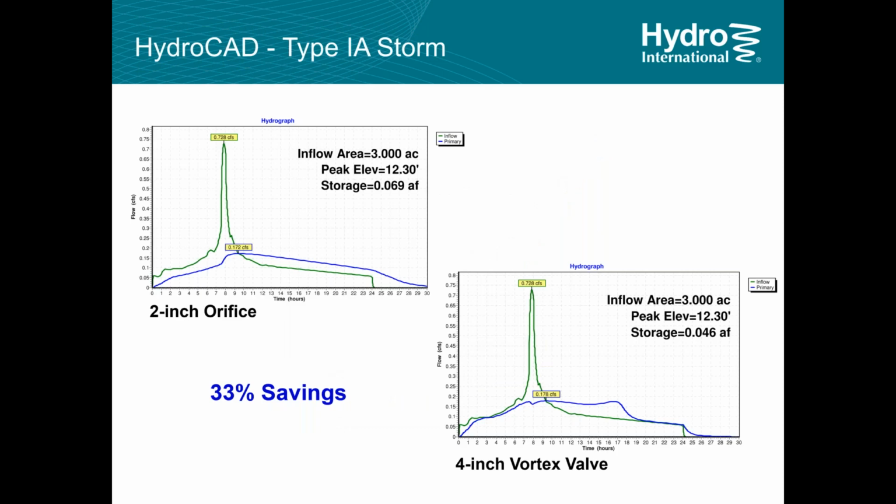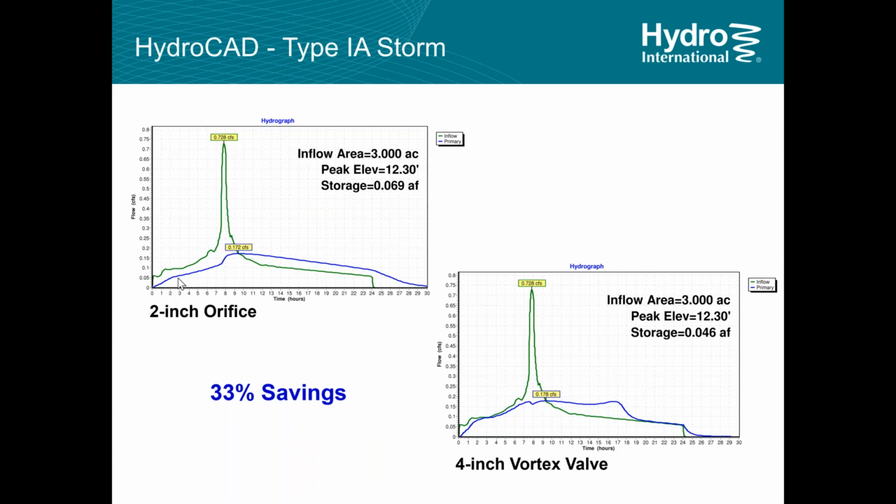So here's an example, and for those of you who use HydroCAD regularly, these graphs will look very familiar. For those of you who don't, they might look very strange, but this is a comparison between a 2-inch orifice and a 4-inch vortex valve. Same site as we were talking about before. And just to highlight a couple of things, we're running a hydrograph through here that's a sort of a peaky type 1A storm, high intensity peak to it.